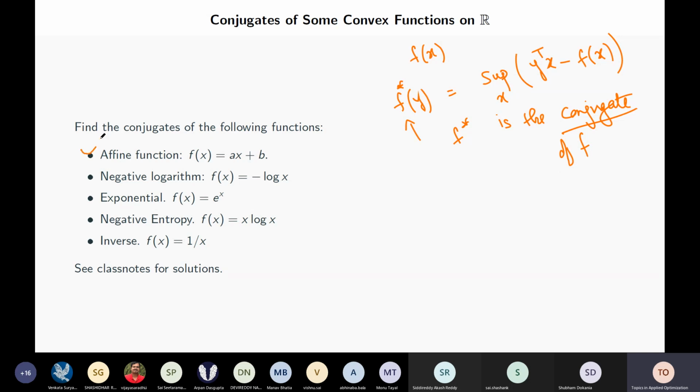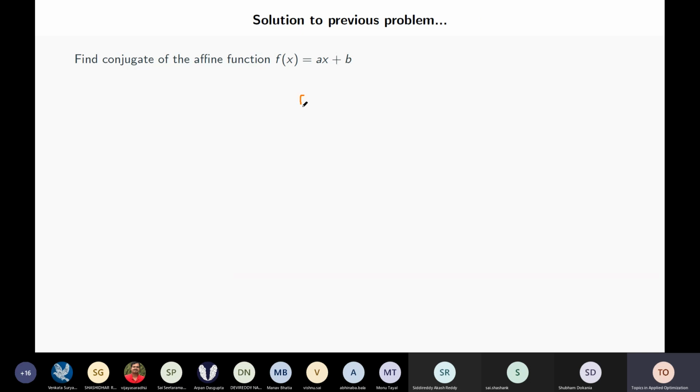We have found conjugates for some functions in the last class. Today we would like to find the conjugate for exponential, negative entropy, inverse, and so on. Let us see the exponential case. The log x case was done already in the last class, so you can see that video. Now we want to do the exponential of x. What is the conjugate of e to the x?